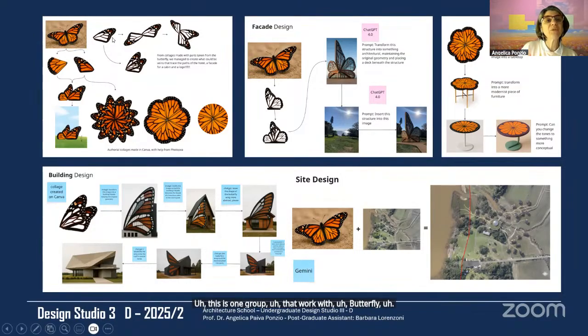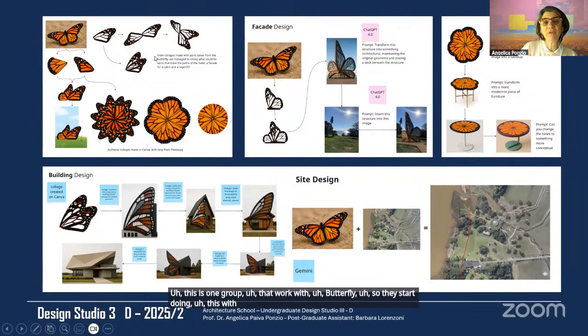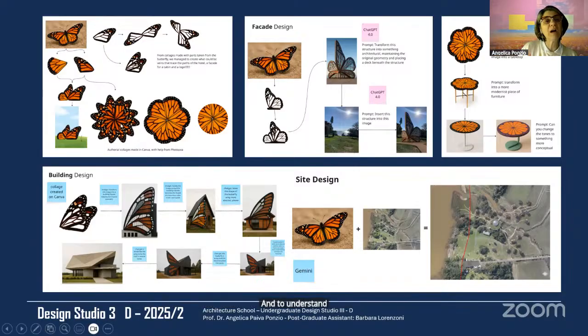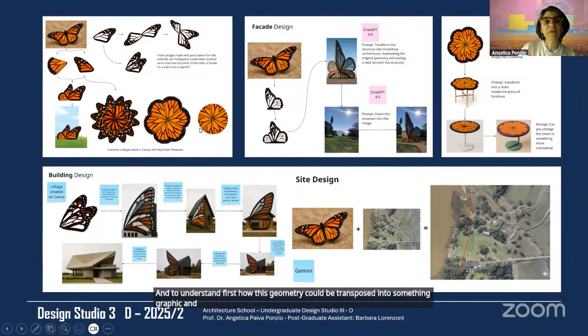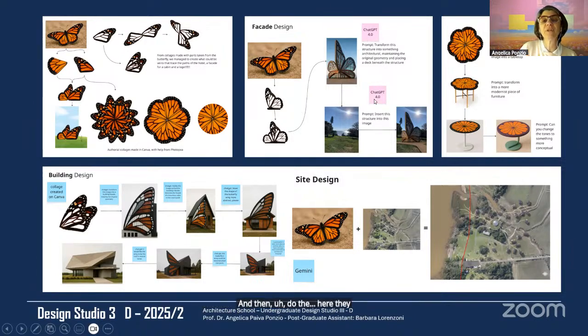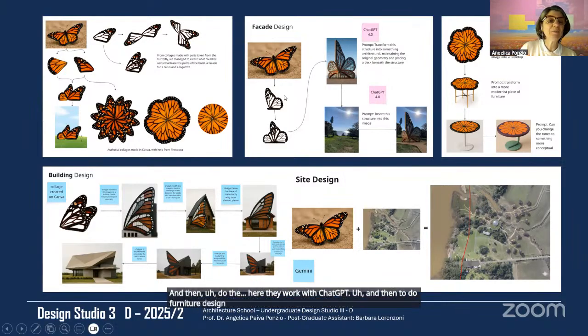So they start doing this with Photoshop and Photopea, and also with paper models to do collages, and to understand first how this geometry could be transposed into something graphic and something 3D. So we asked them to think on a facade design, and then here they work with ChatGPT. And then to do furniture design, and then we transpose it to building design. And so this is a whole pipeline where they keep changing it, and then into site design.